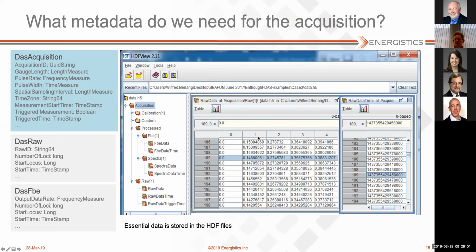Here you see a zoomed-in version of that, basically what I mentioned on the previous slide. So here you see this tree structure. We have the acquisition at the top, and under that, in the H5 file, there are certain attributes related to the metadata of the acquisition. For example, things like the pulse rate that the interrogator used, the width of the pulses, and the sampling along the fiber. But there are also other things like time zone and the measurement start time for the overall measurement, and in case you have a triggered measurement, you also have the trigger time for that measurement in it.